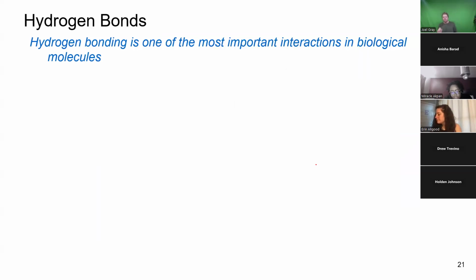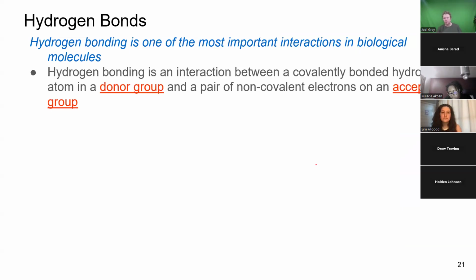Hydrogen bonding is one of the most important interactions in biological molecules. Hydrogen bonding is an interaction between a covalently bonded hydrogen atom in a donor group, so we've got the donor, and a pair of non-covalent interactions on an acceptor. So I'll use this terminology of hydrogen donor, hydrogen acceptor. It's important for you to remember, and we'll look at a couple of models of this in just a little bit, but important for you to be able to apply that terminology.